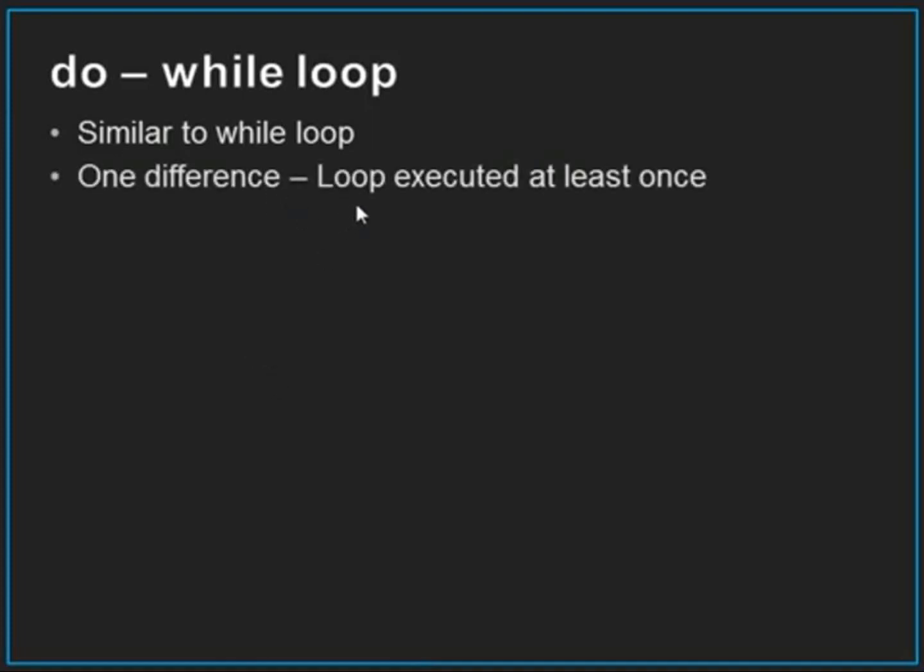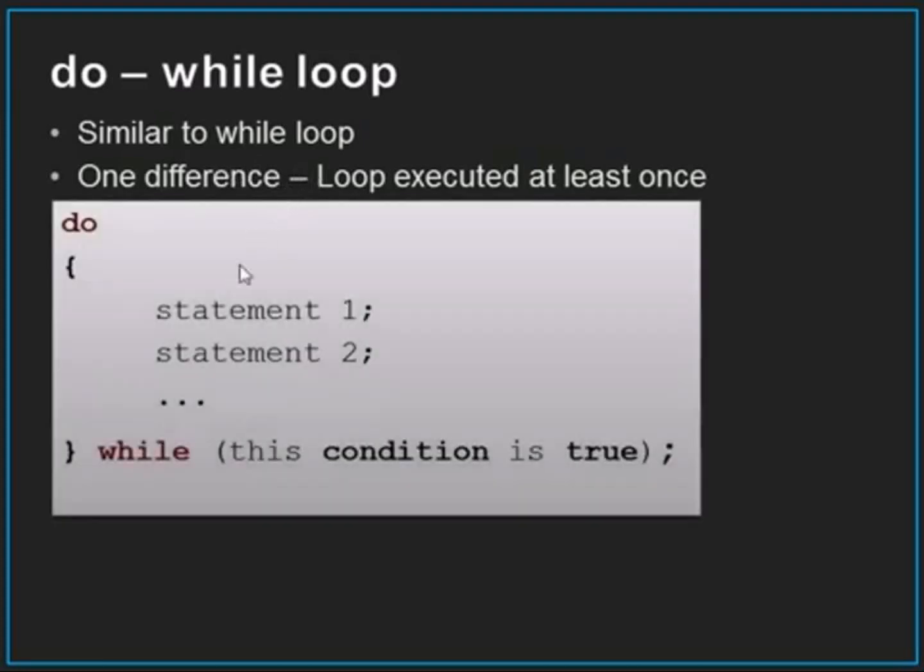In a while loop you have a condition first, and if the condition is true, the loop is executed. In a do while loop you have to execute the loop at least once and then check the condition. So first the statements are executed and then the condition is checked. So the syntax is like this. We have do and we have statements. First we execute the statements and then we check the condition: while this condition is true, execute these statements.